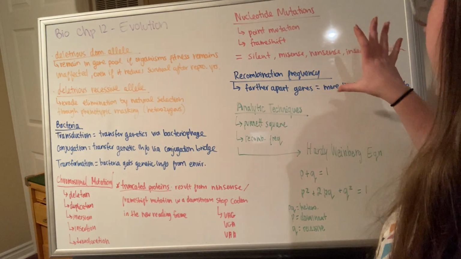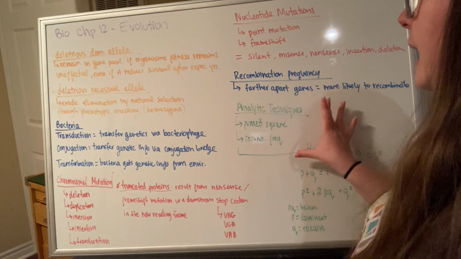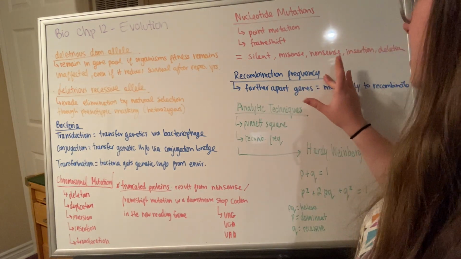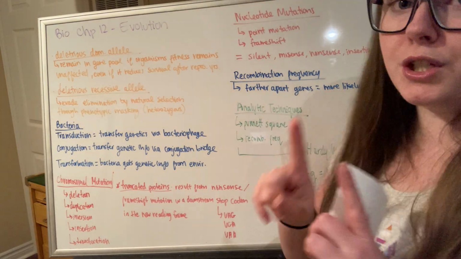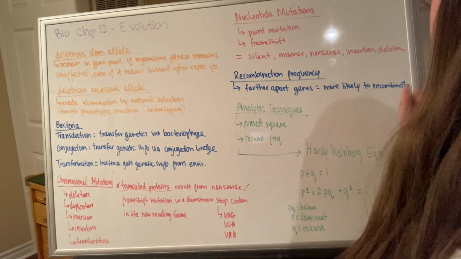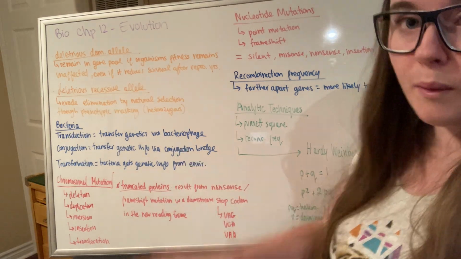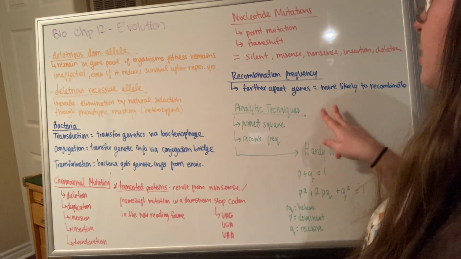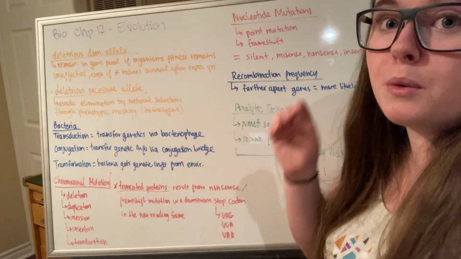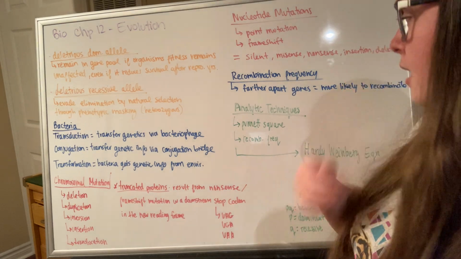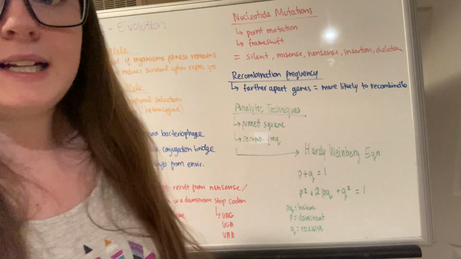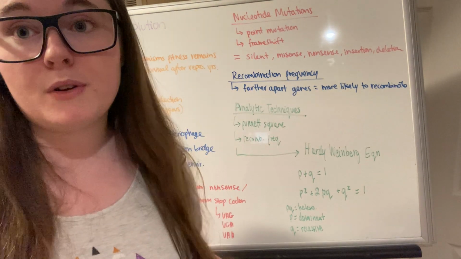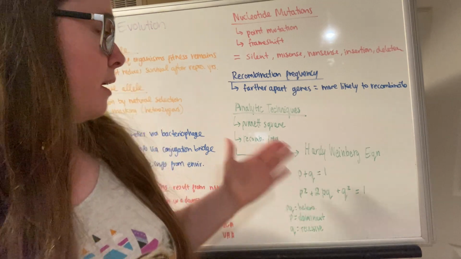And the last part of this chapter focuses on analytic techniques and recombination frequency. The recombination frequency is just saying that the farther apart two genes are, the more likely they are to recombine. That's a background thing that you should know. And finally, here we have our analytic techniques. So we have our Punnett square, which, if you're watching this video, I'm assuming you already know what that is. If you don't, please search it up.